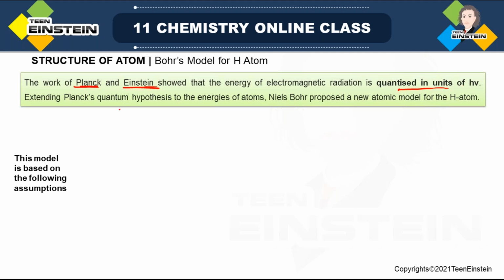Now, extending this Planck's quantum hypothesis to the energies of atoms, based on this concept which we have already seen, Niels Bohr made some hypotheses for the energy levels of atoms. And he proposed this new atomic model, which is mainly for hydrogen atom. And here we will see what are the assumptions that are present in Bohr's model. Okay, 3 to 4 assumptions are there.